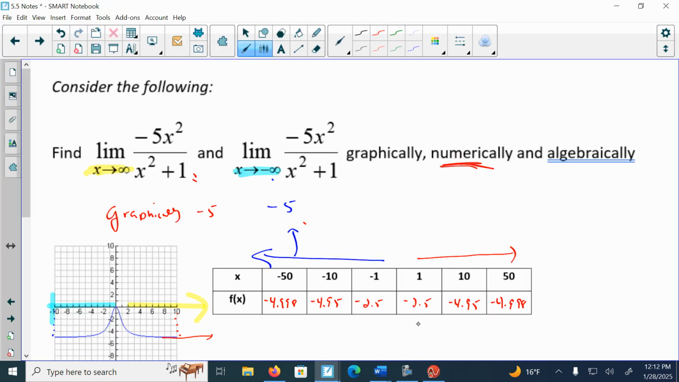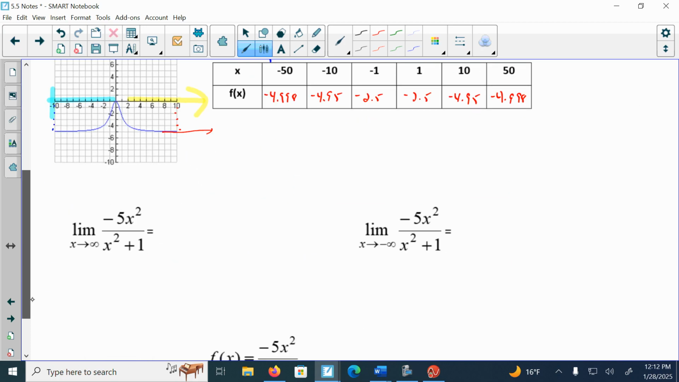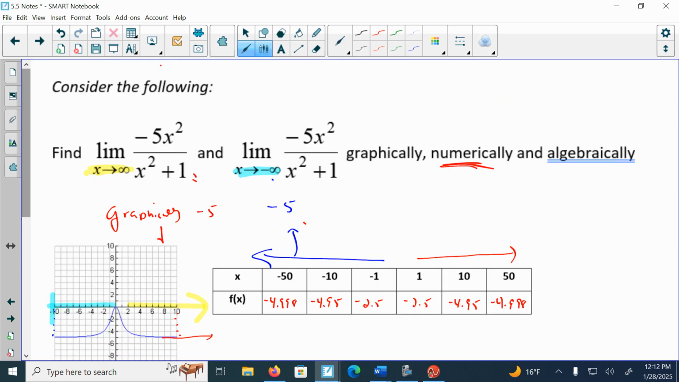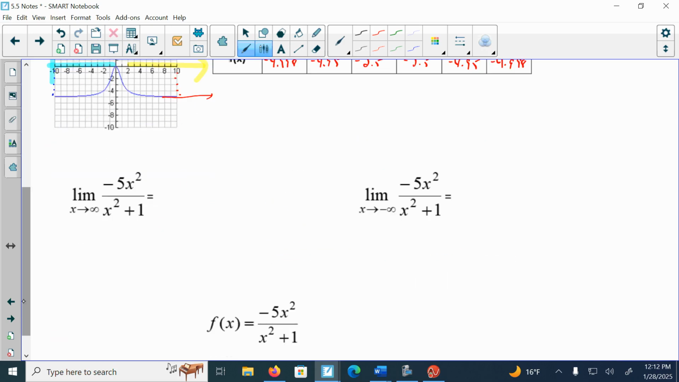So that's numerically. Algebraically says, well, I remember when I look at this, and I'm going to copy this down here again, I know that the numerator has a degree of 2. The denominator has a degree of 2. If those degrees match, it's kind of like I just put those on.